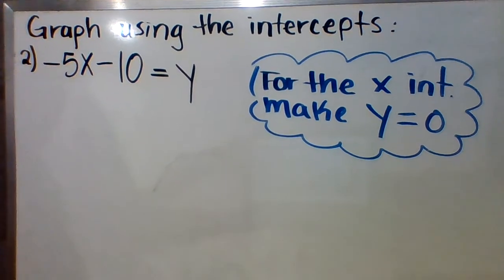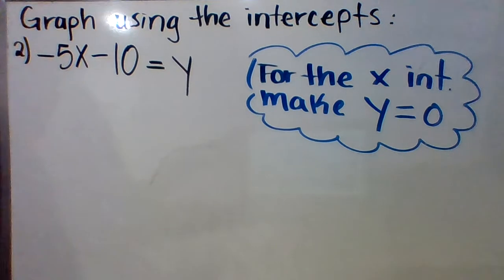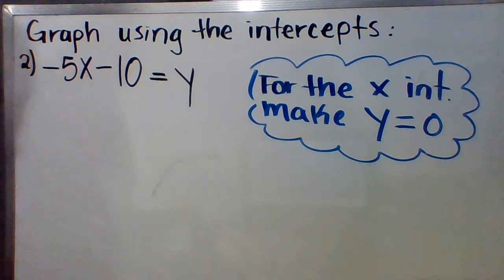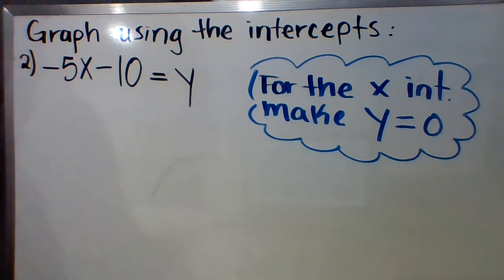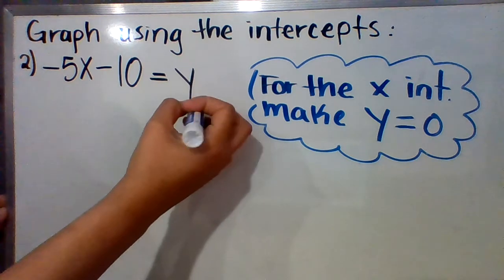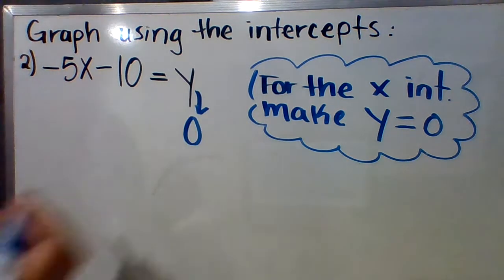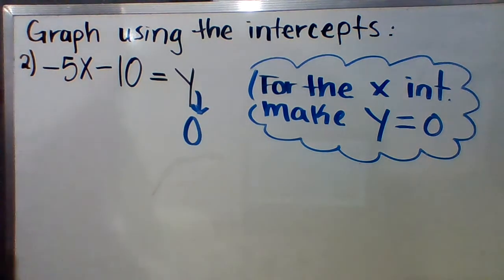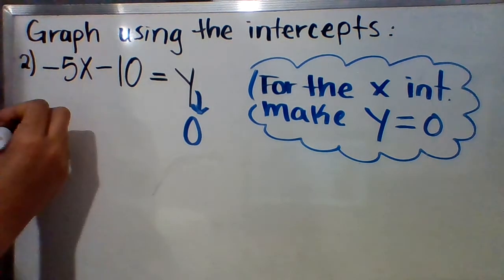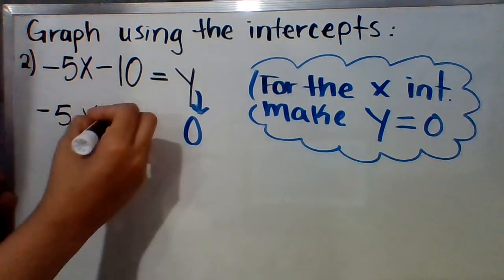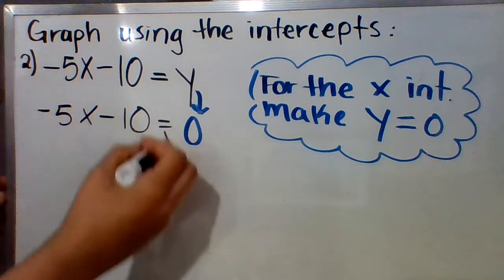All right, problem number 2. On this one, you want to do the same thing. We're going to start off by making the y equal 0 because we're going to chase after that x-intercept first. The y happens to be at the end over here this time. So I will plug in a 0 right there and drop everything else. Negative 5x minus 10 equals 0.